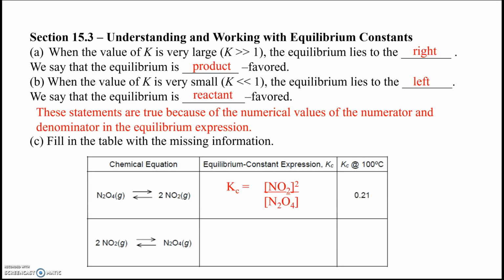Now we want to look at the reaction written the opposite way. All I've done is take the reaction and write it as a reversal. Now I've got 2 NO2 reacts to form N2O4. So now I can write my Kc, and it should be obvious to you that if we follow our rules for writing Kc, I'm going to get the inverse of the situation that I had in the top line. And that must mean that my Kc is also the inverse. So 1 divided by 0.21 would be about 4.76.